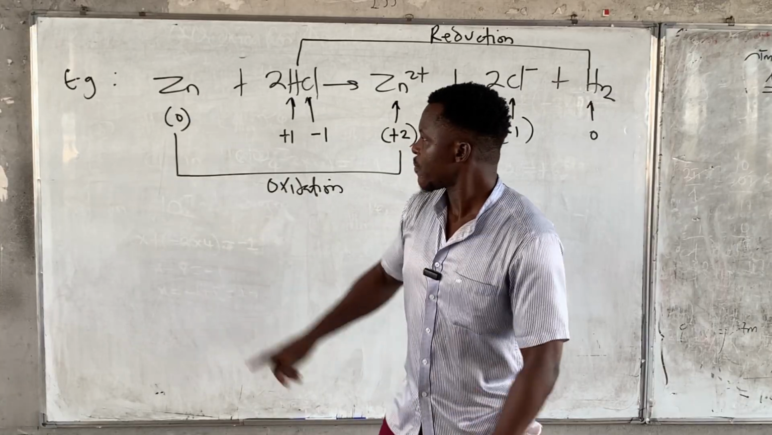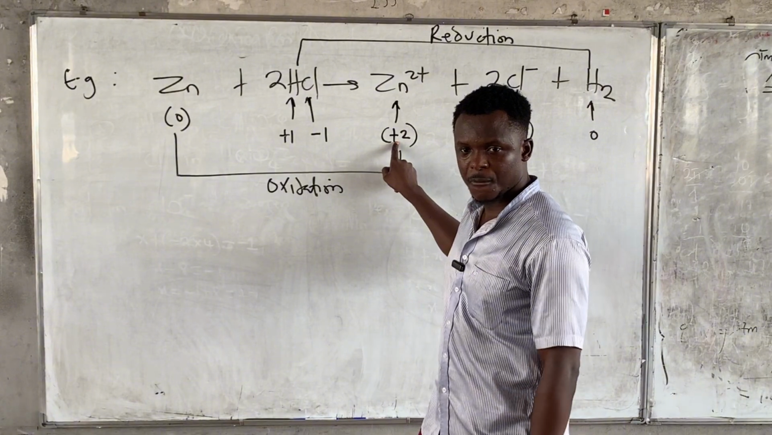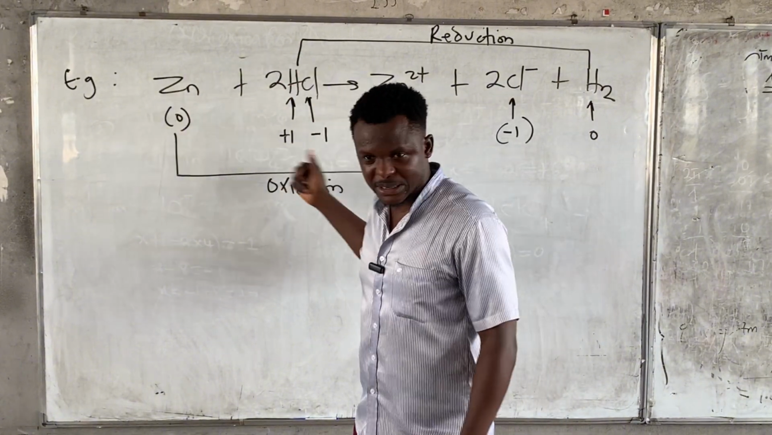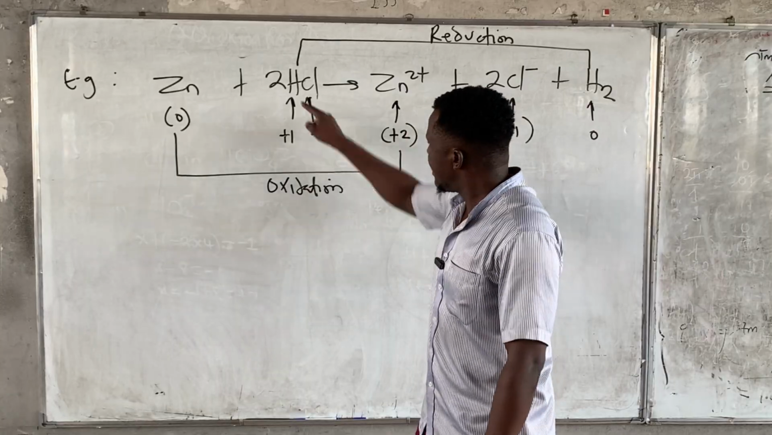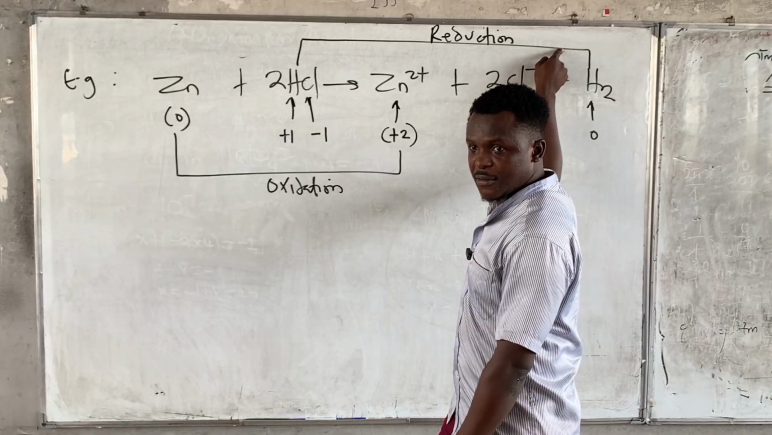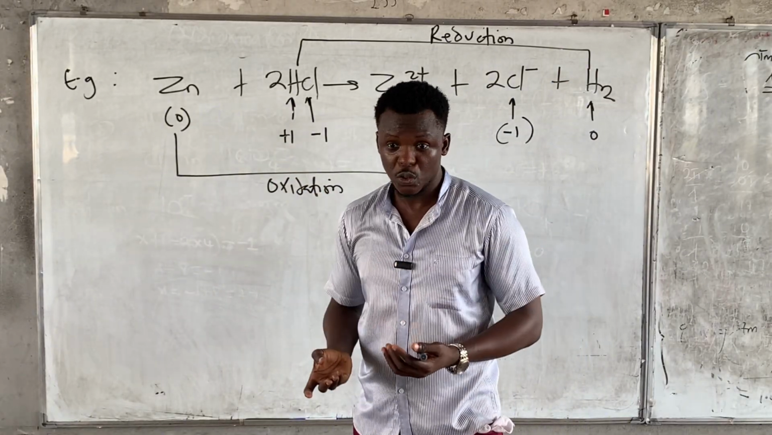Now look at this. Zinc oxidized from 0 to plus 2, right? This compound was what helped this guy to oxidize. In this compound, hydrogen reduced from plus 1 to what? 0. This was what helped this guy to reduce. It cannot occur on its own, right?